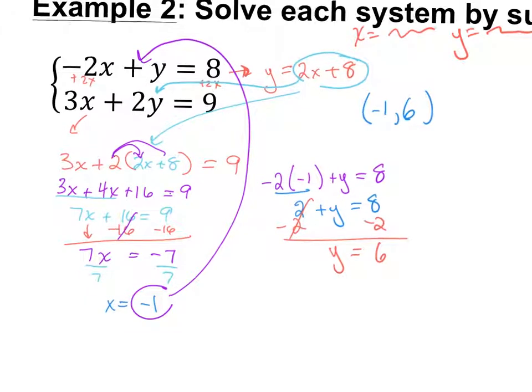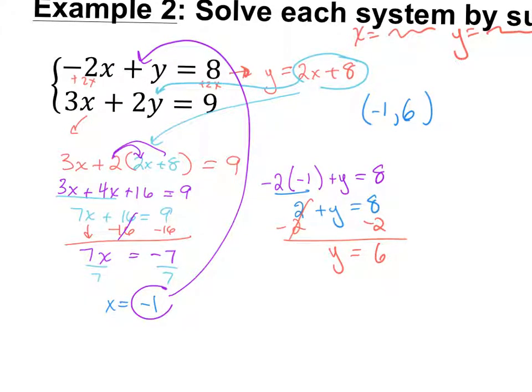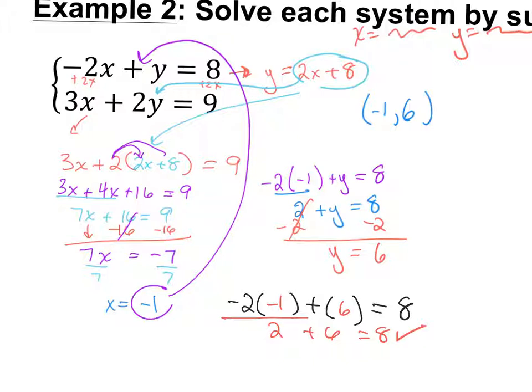So I'm going to go ahead and plug those in there. So I get negative 2 times x plus y equals 8. I'm going to plug both negative 1 and 6 into the x and the y. 2 plus 6 is 8. Cool. It satisfies the first equation.